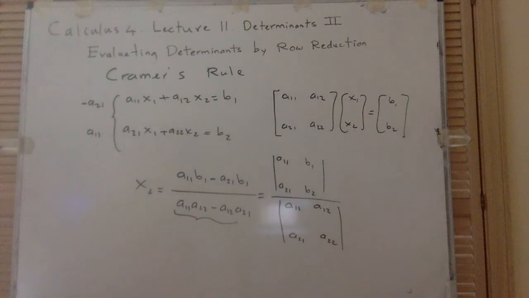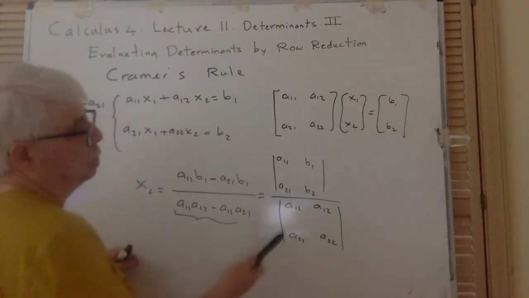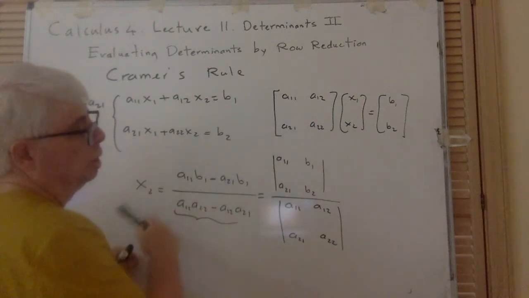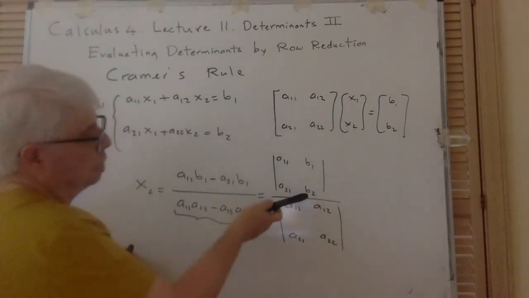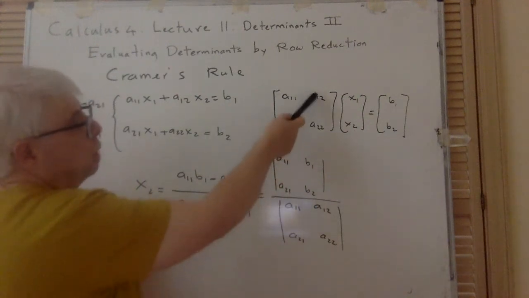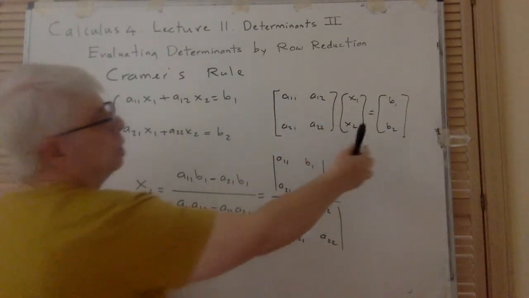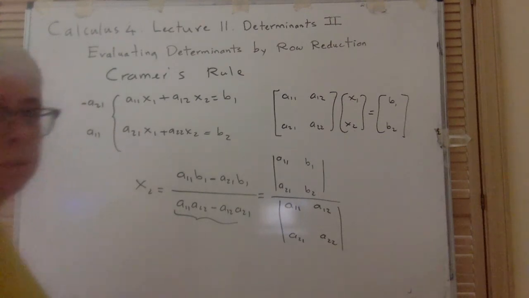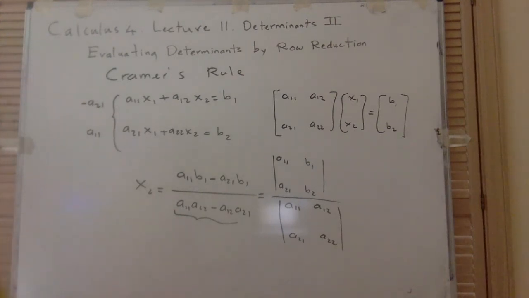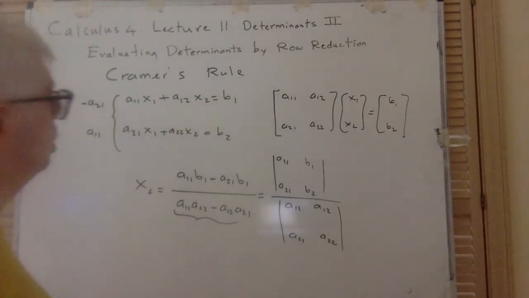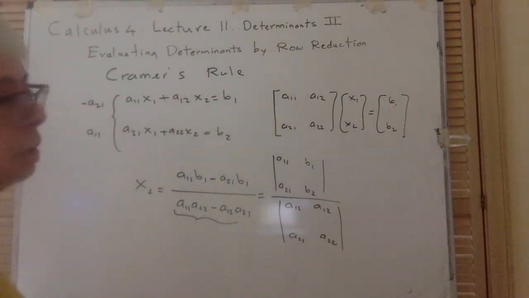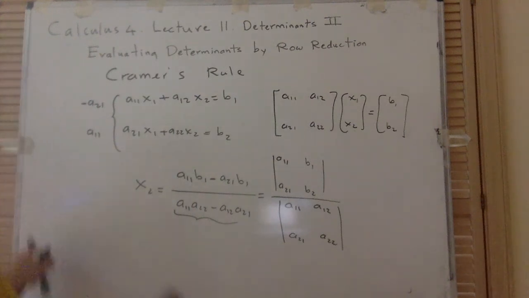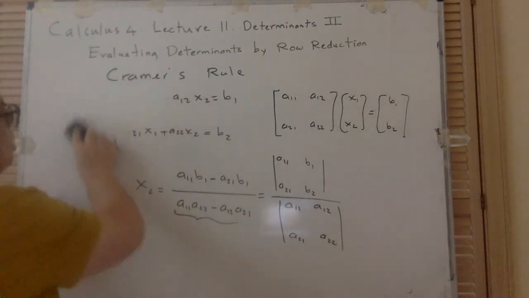Okay? So what have I done? What happened? The denominator is the determinant of this coefficient matrix. The numerator looks like this, but the column corresponding to x2 is replaced with the right-hand side. So instead of the column, I replace that column with the right-hand side. And this is true for any system of equations which has n equations in n unknowns, the same number of equations as unknowns. So that is Cramer's rule.